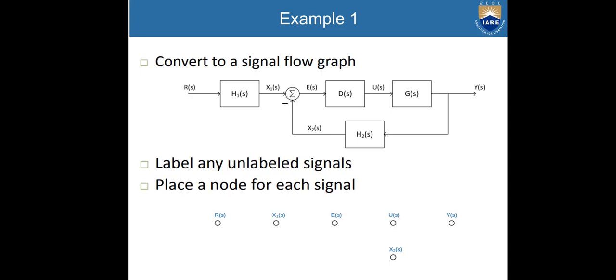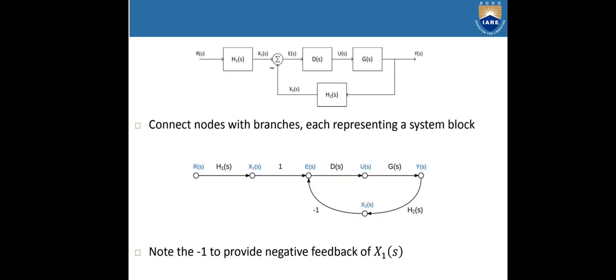Label any unlabeled signals. Place a node for each signal, and the nodes are R of s, X1 of s, E of s, U of s, Y of s, and X2 of s. Connect nodes with branches, each representing a system block. Note the -1 to provide negative feedback of X1 of s, where this is connected to E of s.